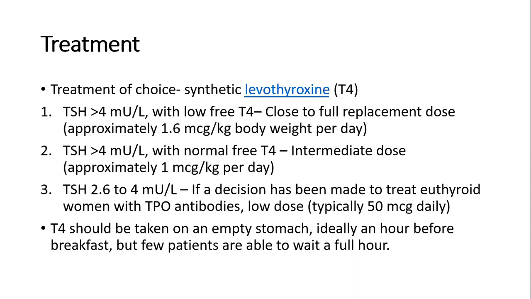For the treatment, usually the treatment of choice is giving synthetic levothyroxine, that is T4. But now this one depends on the levels of TSH. So where we have TSH being more than 4 milli international units per liter, with low free T4, usually you give a full replacement dose, that is approximately around 1.6 micrograms per kg body weight per day. But now if we have a TSH being less than 4 milli international units per liter with normal free T4, you can give an intermediate dose of around 1 microgram per kg per day.